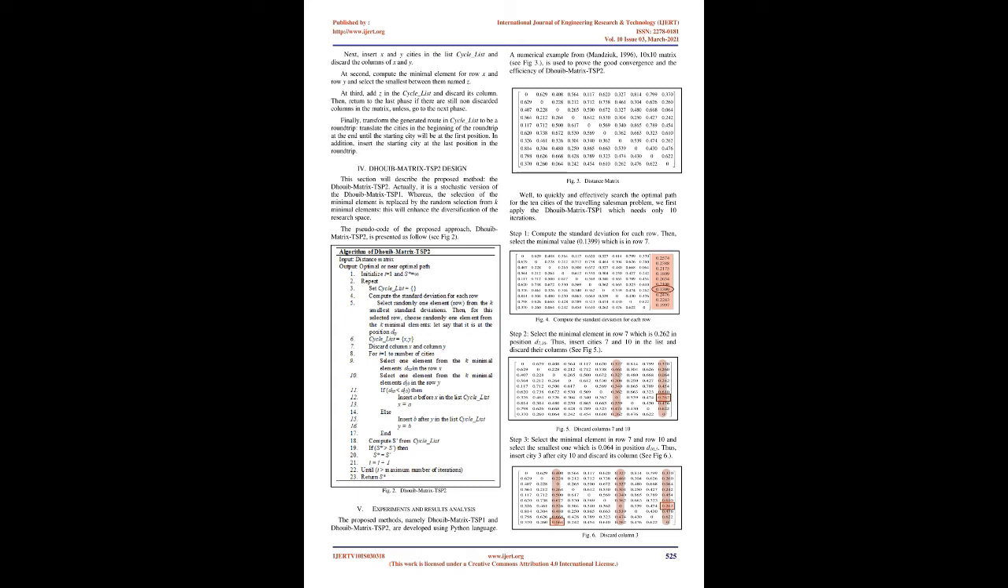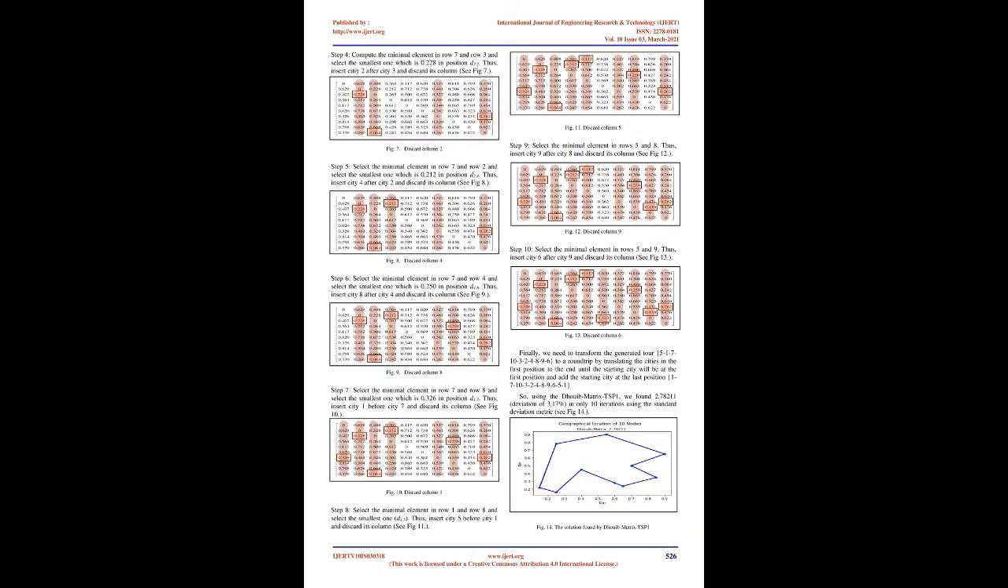Dhouib Matrix-TSP1. In our previous research work, Dhouib 2021, we presented the deterministic Dhouib Matrix-TSP1 method, which is composed of 4 easy phases, see Fig 1. The 4 phases of Dhouib Matrix-TSP1 are described as follows. At first, calculate the standard deviation for each row, then find the minimal element, existing in the position dxy, in the row of the smallest deviation. For more details see Dhouib 2021.